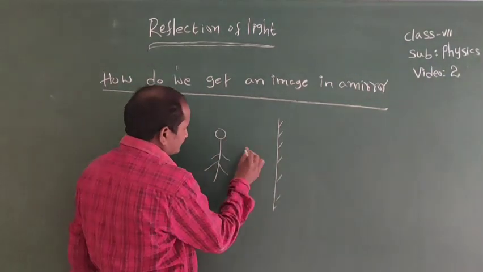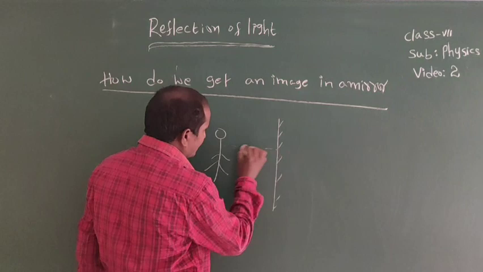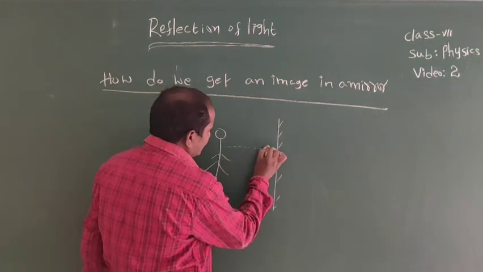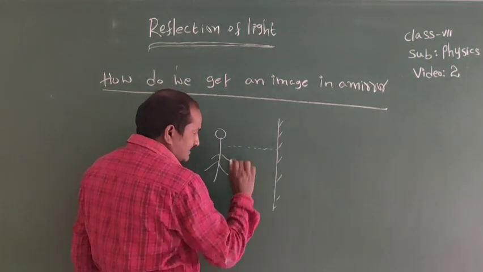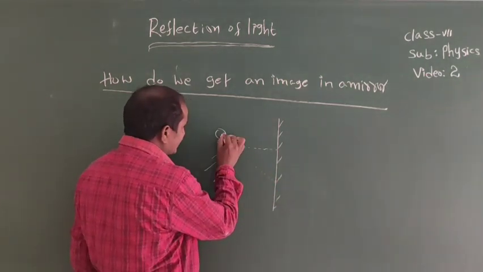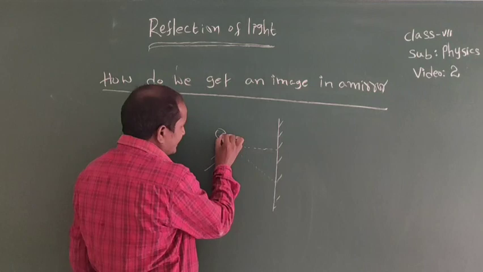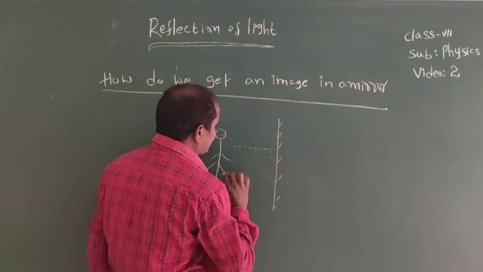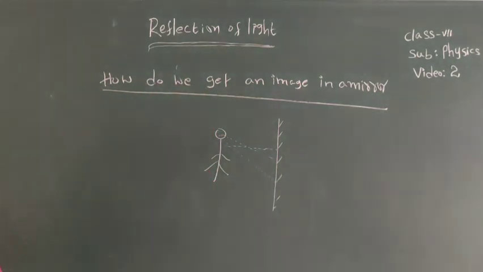The light rays fall on the mirror. From this mirror the light rays will be reflected and reach our eye. When the reflected rays reach our eye, the image will be formed. This is the formation of image.